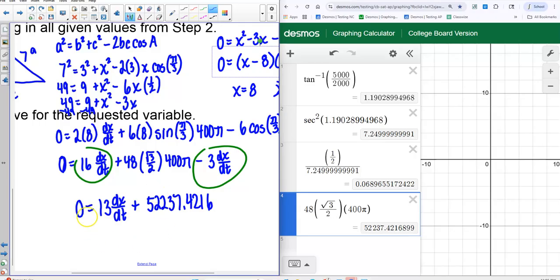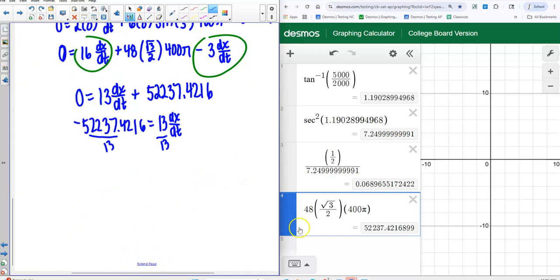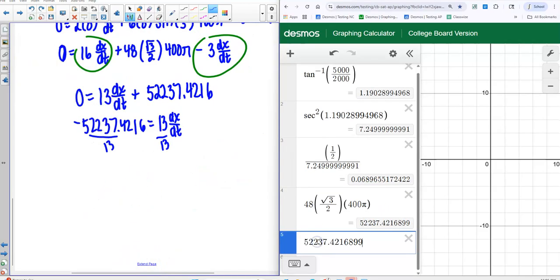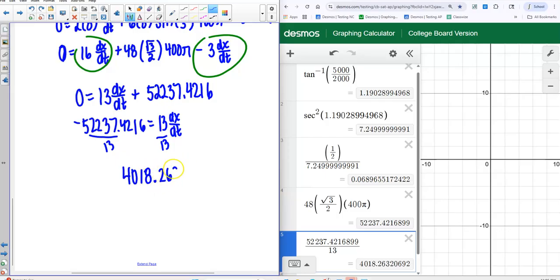Now you just need to move that over to the other side, so you get negative 52237.4216 equals 13 dx dt. You can divide by 13, and we take this number and divide by 13, and we are going to get 4,018.263. This is dx dt.